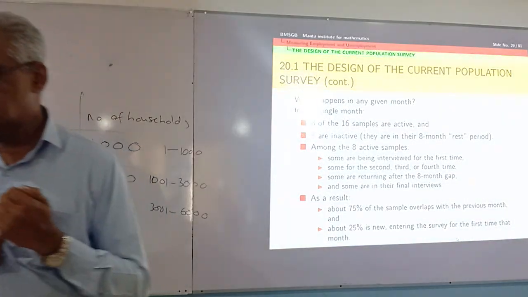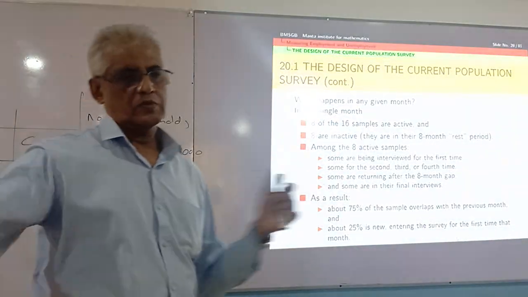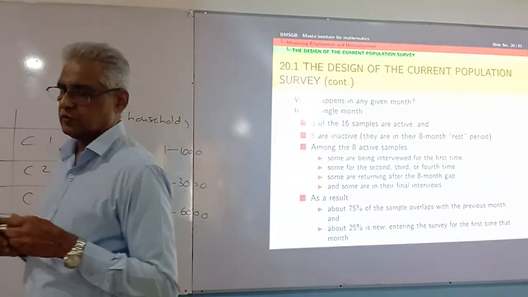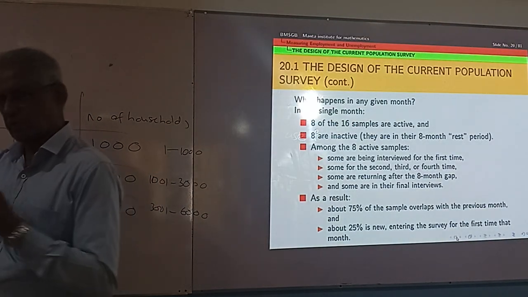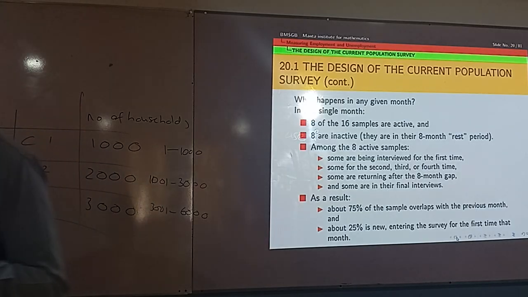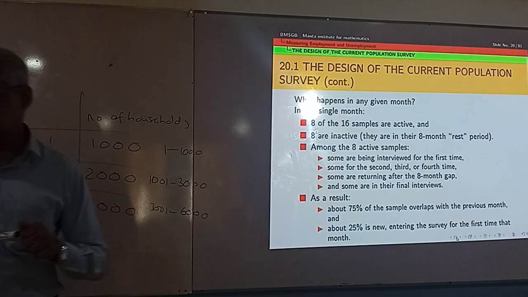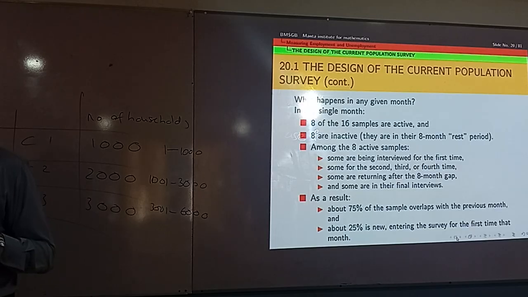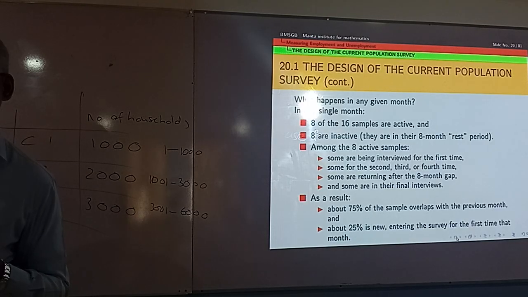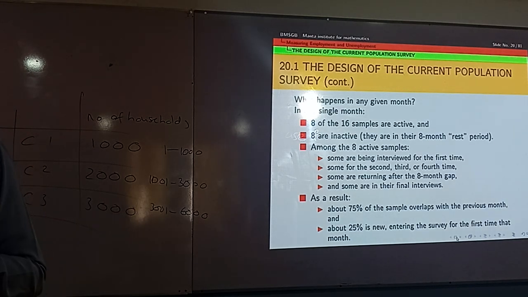Among the 8 active samples, some are being interviewed for the first time, some for the second time, some for the third time, and some for the fourth time within a given year. As a result, about 75% of the sample overlaps with the previous month, and about 25% are new, entering the survey for the first time. So it is a little bit complicated.